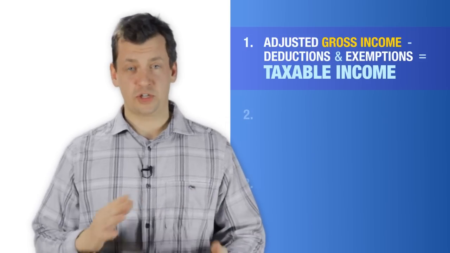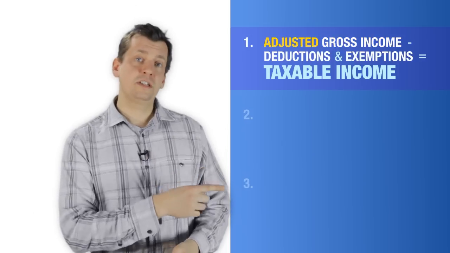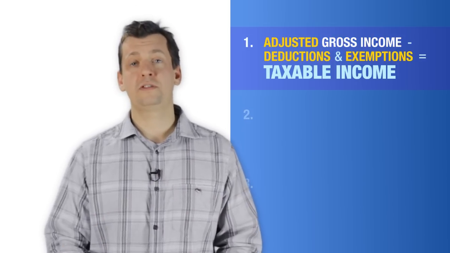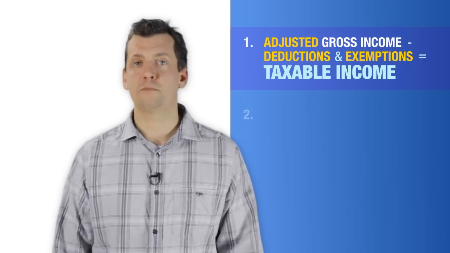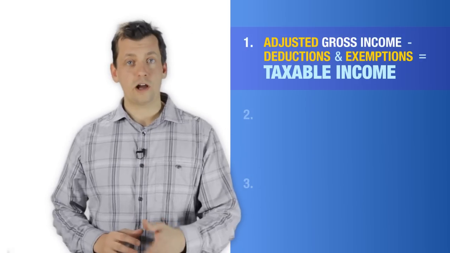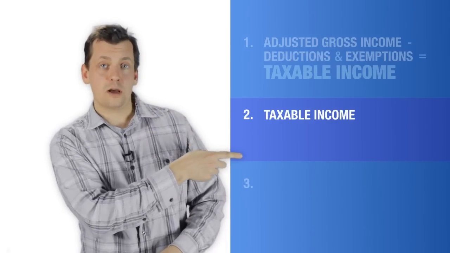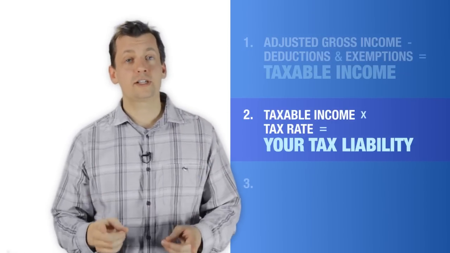Gross income just means total income before taxes. Adjustments, deductions, and exemptions are all different, but they're basically just ways to reduce the amount of your income that gets taxed by the government. We'll get to the specifics later. Once you figure out your taxable income, you just plug that into the next equation. Taxable income times tax rate equals your tax liability.